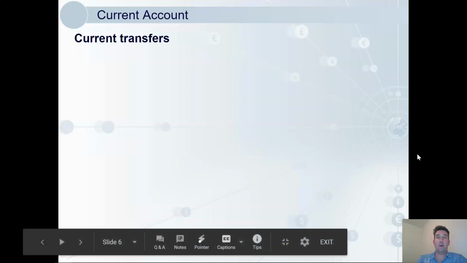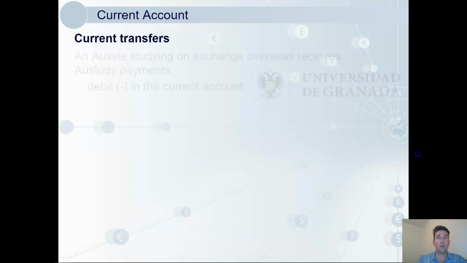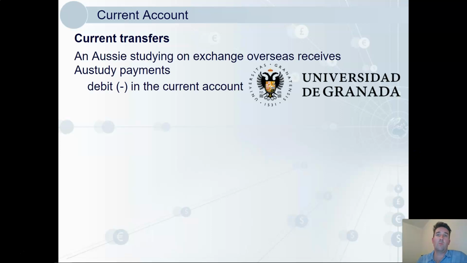Sometimes money given to people by governments happens to cross borders. For example, an Australian, like my brother-in-law, might go to Spain for a year to study in Granada. He was eligible for AusStudy, which are the payments that the government make to certain full-time students. And so he was eligible for that while he was overseas. So when that money left Australia, it was counted as a debit in the current account because it was leaving Australia.